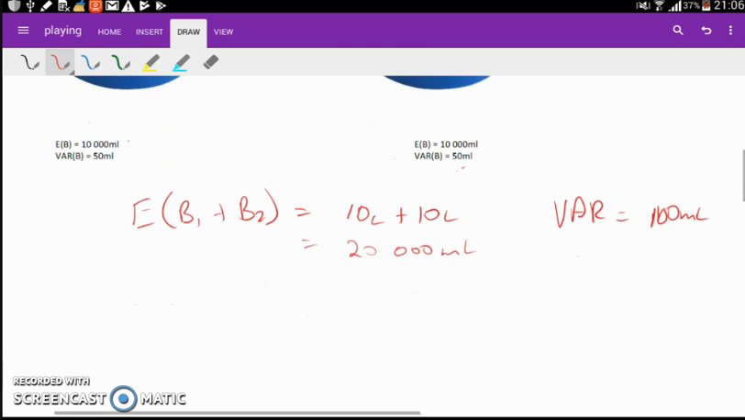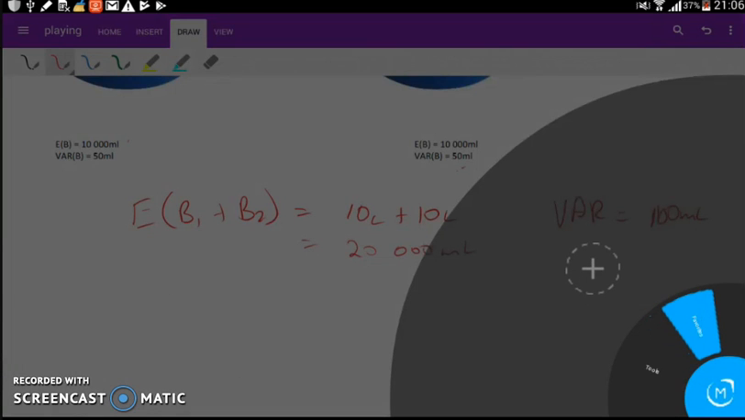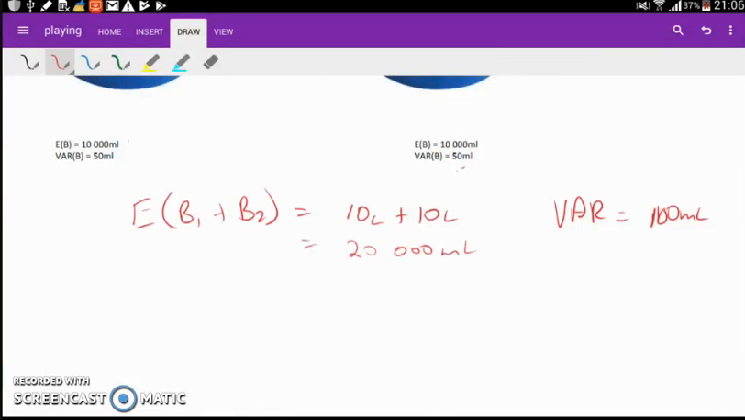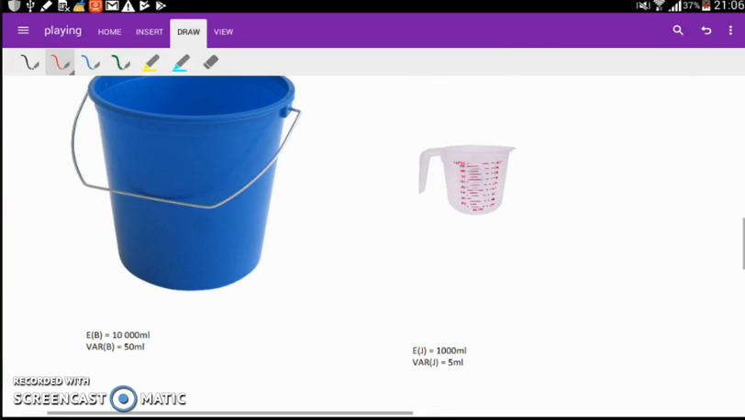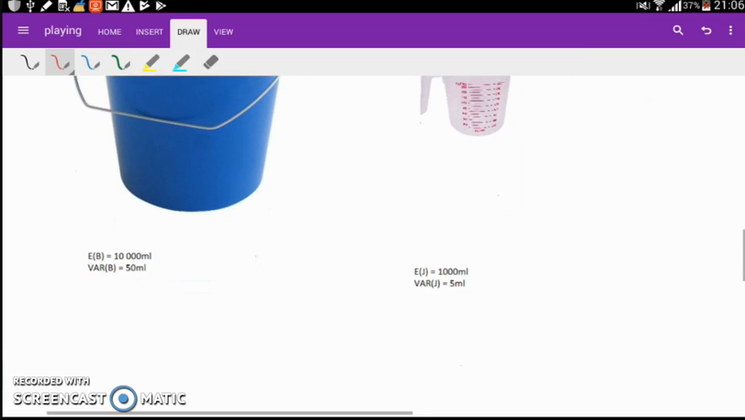Okay, so what if we had a bucket and a jug? Okay, bucket, we still expect there to be 10 litres or 10,000 mils, and the variance stays the same at 50 mils. But we've got a 1 litre jug here now, and the 1 litre jug, of course, we expect to be 1 litre, and a variance of the jug of 5 mils. So what would we expect?